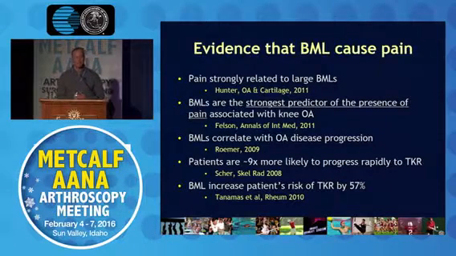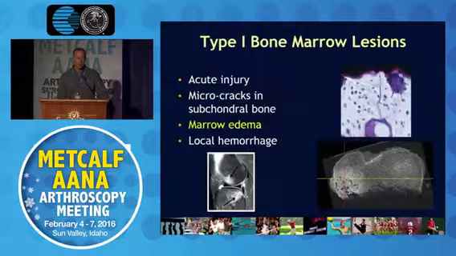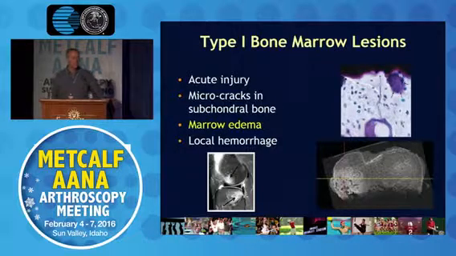And the literature is very clear, with high-level studies showing bone marrow lesions are the strongest predictor of the presence of pain associated with knee osteoarthritis. It certainly correlates with OA and disease progression. They are 9 times more likely to progress to total knee replacement. These are significant findings with bone marrow lesions. Well, to understand it more, we have to break it up into the 2 main types of bone marrow lesions.